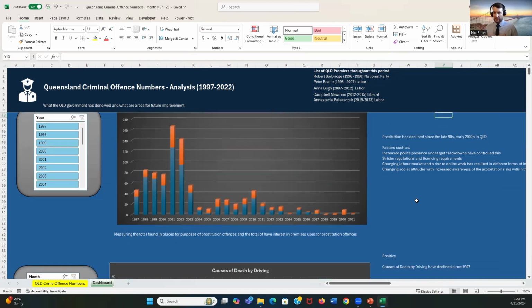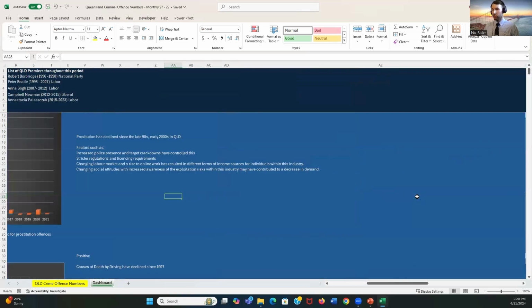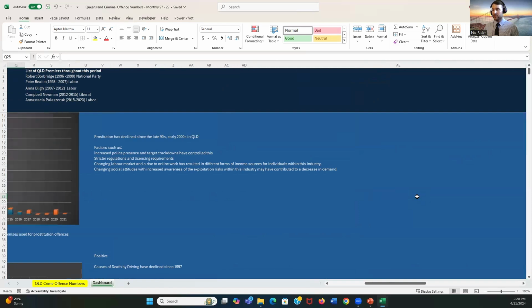Some of the factors that have played into this are an increased police presence and targeted crackdowns, which has reduced this, and then stricter regulations and licensing requirements, changing labour markets and a rise of online work, which has probably contributed to different forms of employment, which is a good thing. We have less of this type of work now. There's opportunities for people to work in different industries.